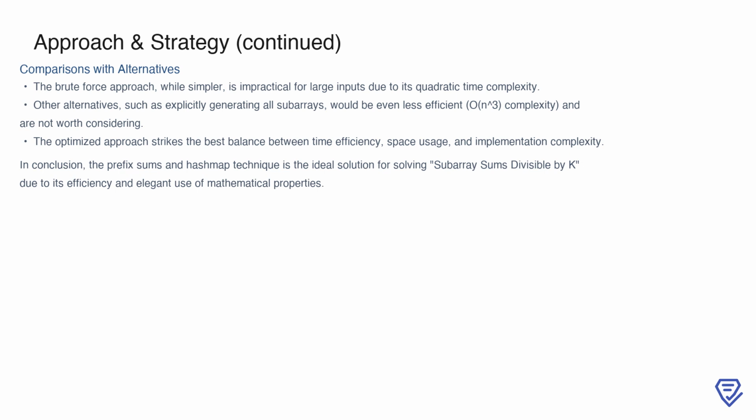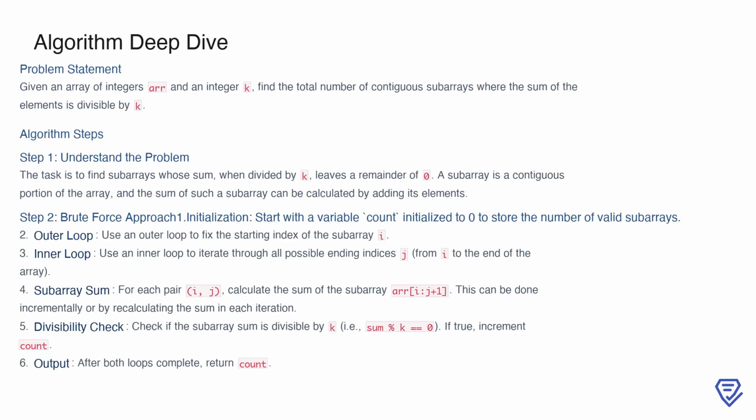The problem requires us to find the total number of contiguous subarrays in a given array of integers where the sum of the elements is divisible by an integer k. To break this down, a subarray is any continuous segment of the array, and for its sum to be divisible by k, the remainder when the sum is divided by k must be 0.